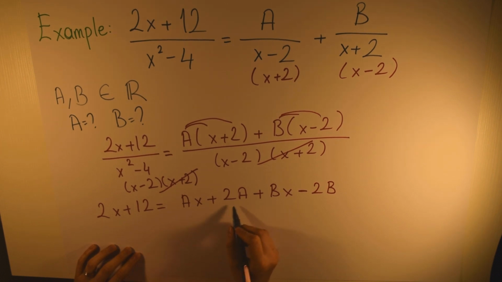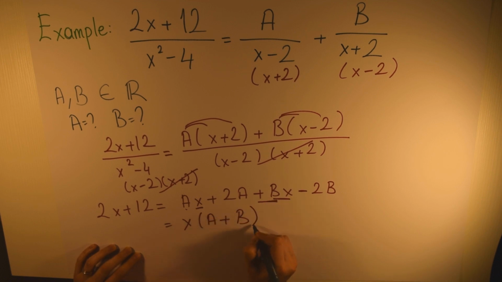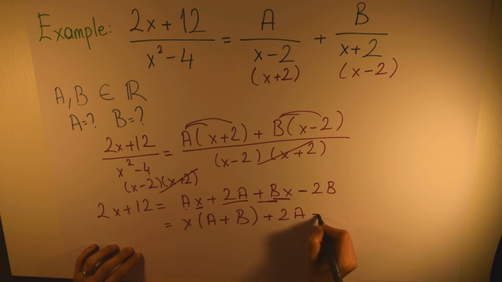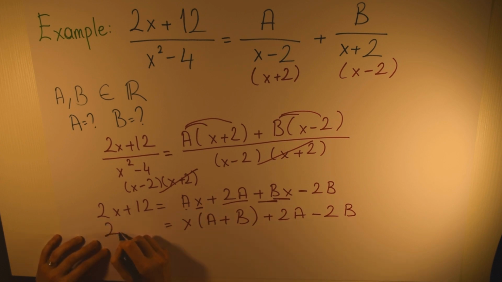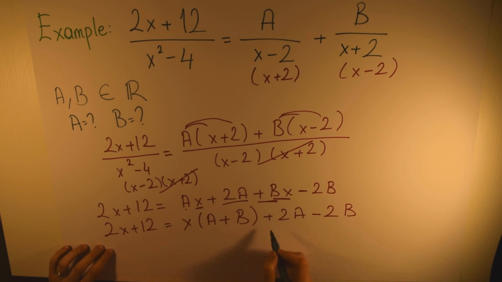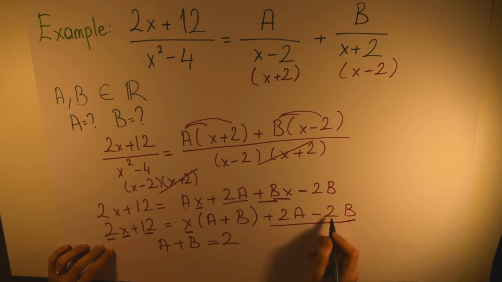So after that, let's take the common factor x out. We have here ax and bx, and they have the common factor x. So we put here x, and in parentheses we will get a plus b. Okay, and what we left here is 2a minus 2b. These all equal 2x plus 12. So here, let's see this variable x. Here it has a plus b as the coefficient, and here it has 2, so these have to be equal to each other. So we have a plus b is equal to 2, and here we have 12 as our constant, and here we have 2a minus 2b, which means 2a minus 2b has to be equal to 12.